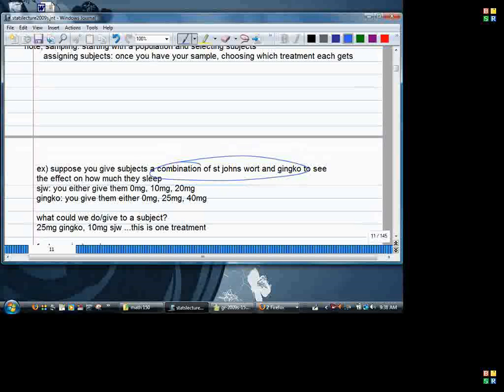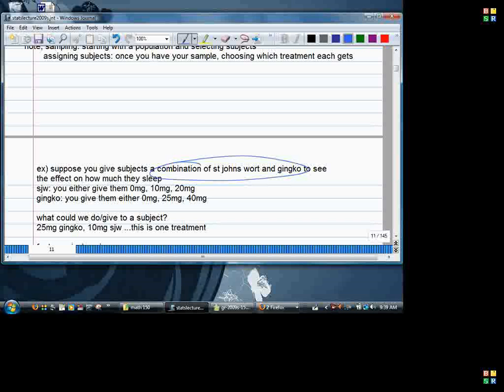Now, for the St. John's wort, what are the different possibilities? Right, so there are three possibilities and they are 0, 10, and 20. Those are called, for St. John's wort, those are called the levels. Now, for the ginkgo, what are the possibilities? 0, 25, and 40. For ginkgo, those are the levels. So St. John's wort has 3 levels, ginkgo has 3 levels.